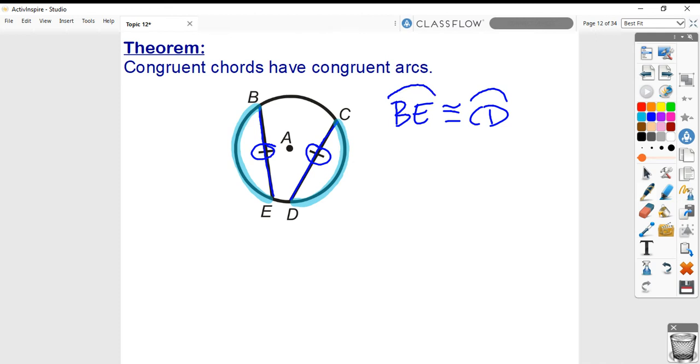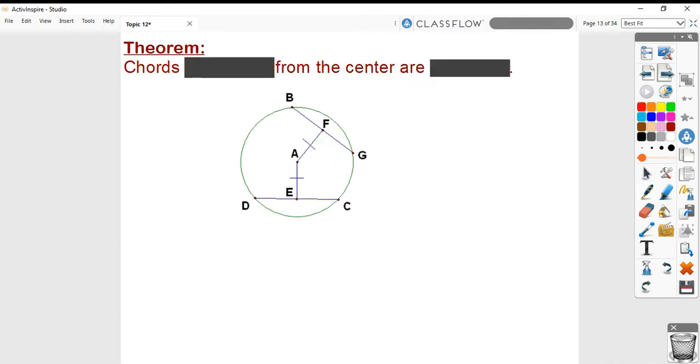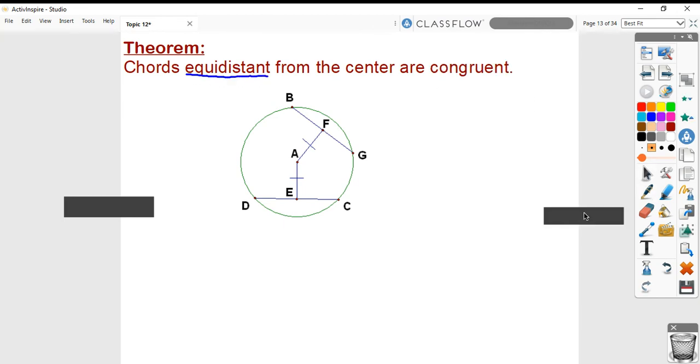All right, our fourth and final theorem for today is not quite the same as those other ones, but it does give us some helpful information. It tells us that chords that are equidistant, that's our first thing to fill in, equidistant from the center, are congruent.